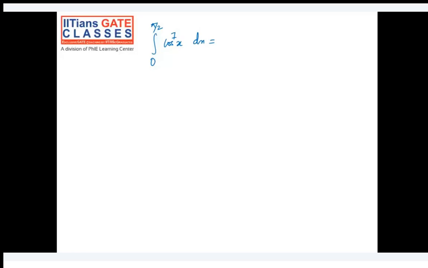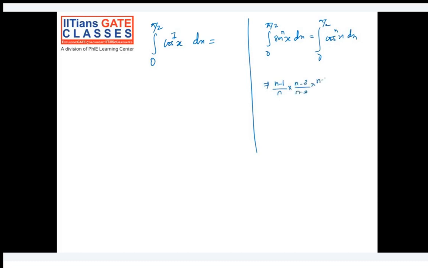Do you remember the formula? Integration 0 to pi by 2 sin raised to the power n x dx equal to integration 0 to pi by 2 cos raised to the power n x dx is equal to (n minus 1) divided by n, into (n minus 3) divided by (n minus 2), into (n minus 5) divided by (n minus 4), and so on, either equal to 1 by 2 into pi by 2 or 2 by 3 into 1.